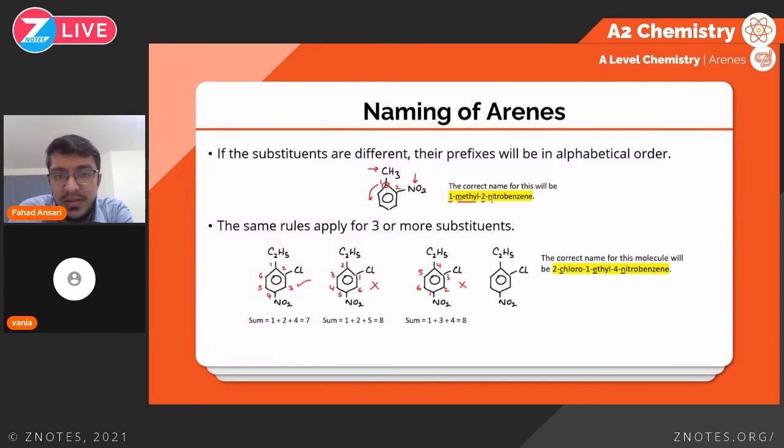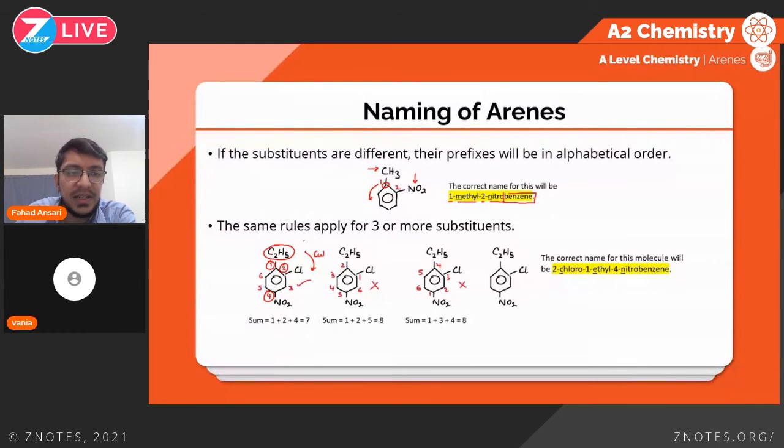2-nitro, because M comes for N. And then you have benzene to complete the name. And then over here, we have another example where we go for the numbering, right? And to make this short and sweet, the numbering that gives us the smallest sum is if I start with C2H5 over here, and I go clockwise. So I get number 1 and number 2 for the chlorine and number 4 for the nitro group.